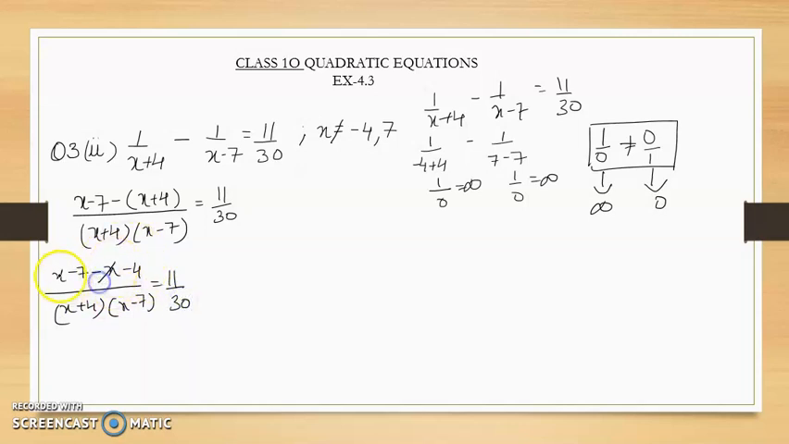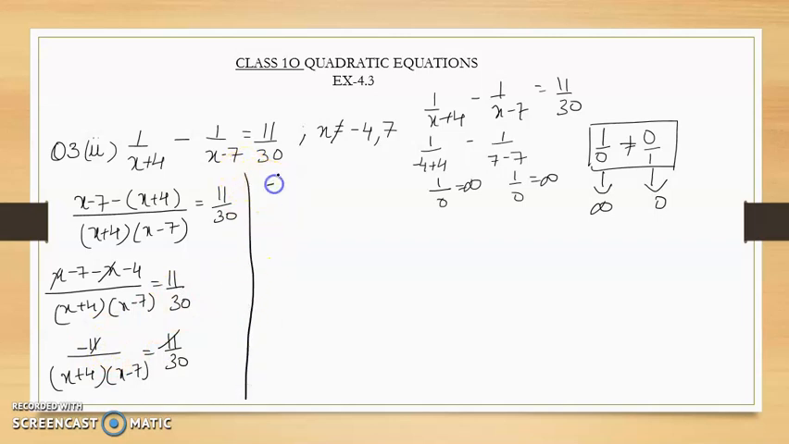So minus x and plus x cancelled. Minus 7 and minus 4 is minus 11. So minus 11 upon x plus 4 into x minus 7 is equal to 11 upon 30. Now 11 ones are 11, 11 ones are 11. So this is minus 1. So now we have minus 1 upon x plus 4 into x minus 7 is equal to 1 upon 30.